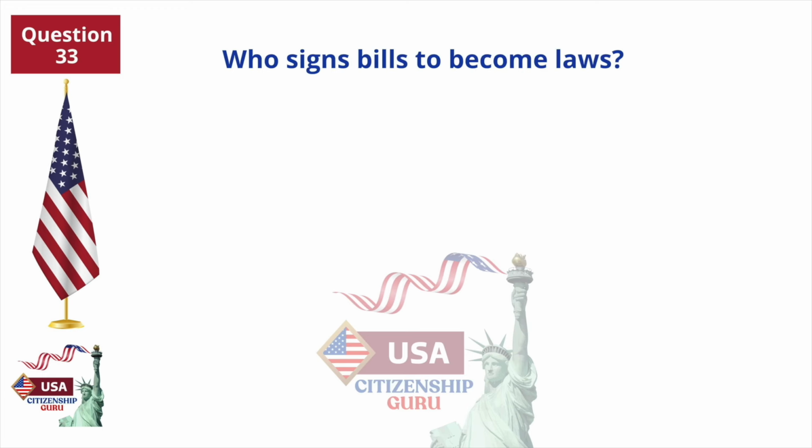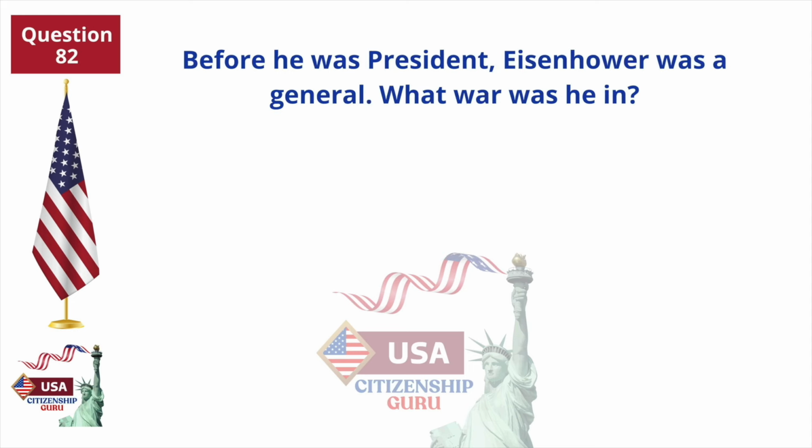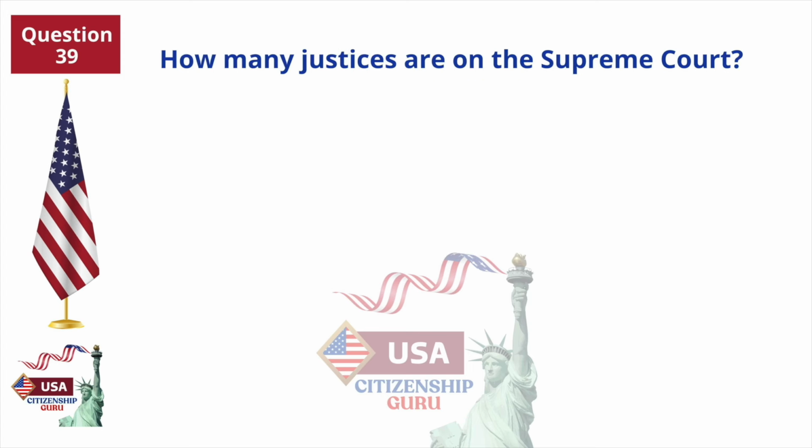Who signs bills to become laws? The president. Before he was president, Eisenhower was a general. What war was he in? World War II. How many justices are on the Supreme Court? 9.